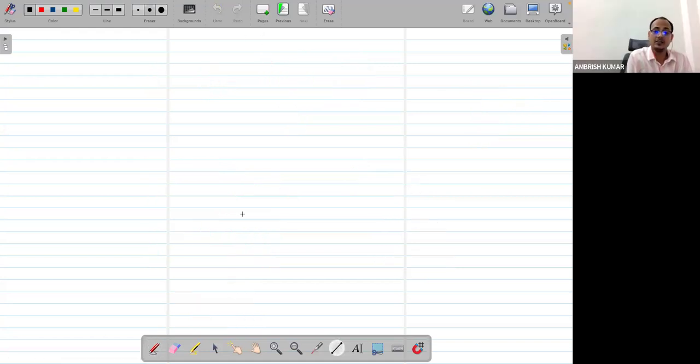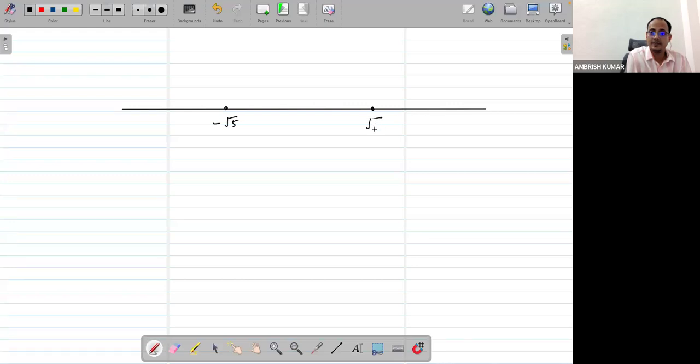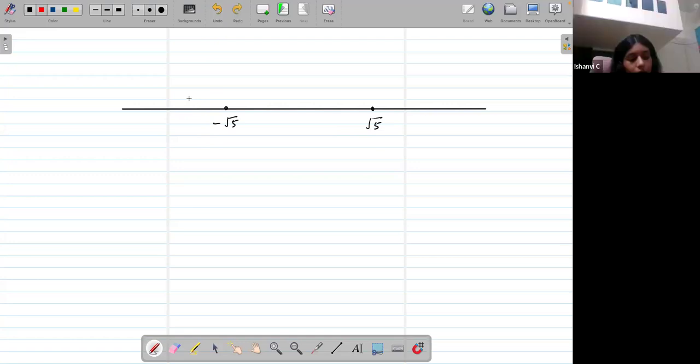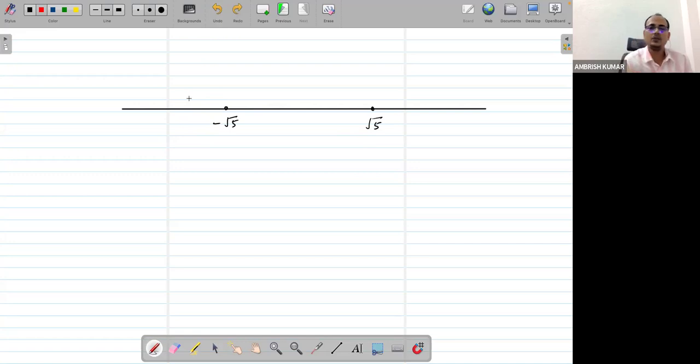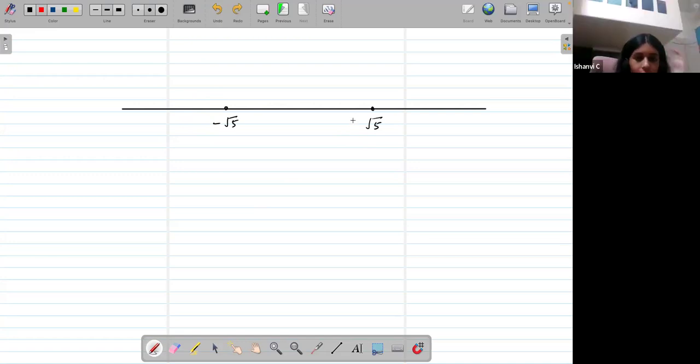So you try to combine this, no? You take one number line. Look, the only thing you need to realize is that if we assume here negative root 5, and here we take positive root 5, negative number on the left, positive on the right. Now, where will you have the number negative 2 and positive 2? Will it be on this side or this side? That is what you need to realize here.